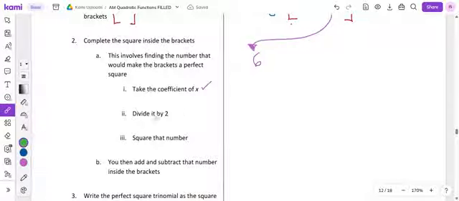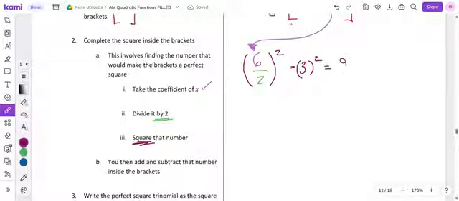Okay, I'm going to divide it by 2. And I'm going to square that whole thing. Not square root, square. So I take the number, divide it by 2, square it. 6 divided by 2, so I'm going to do 3 squared, which is 9. So this process is new and confusing and difficult, and let's see why we even did that.